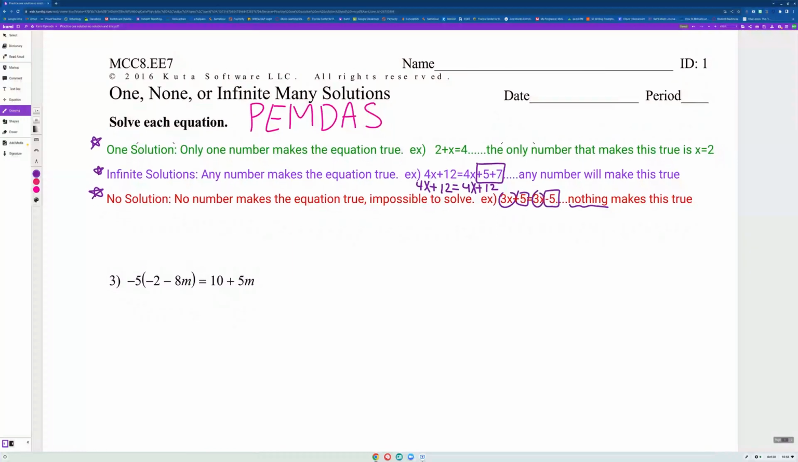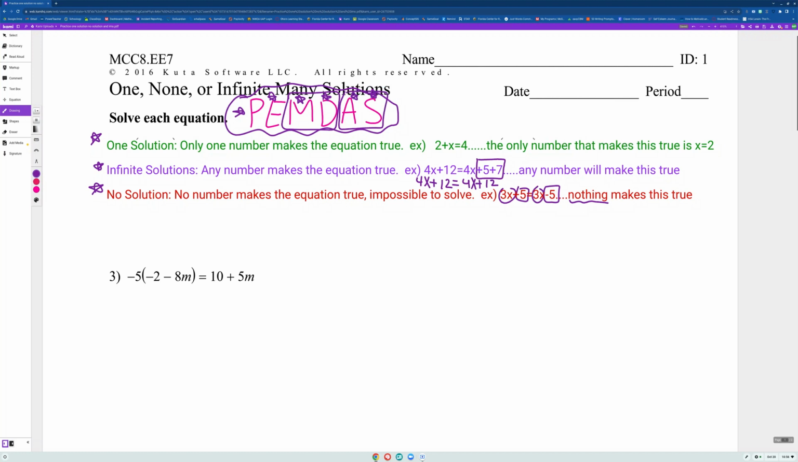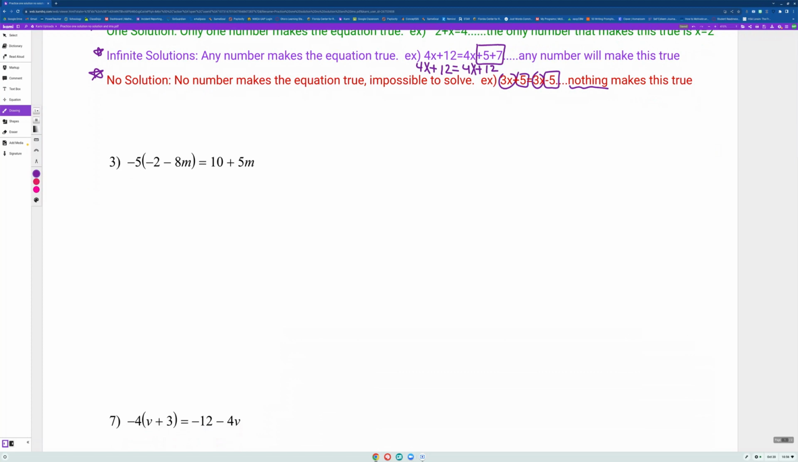Keeping in mind that when we solve these problems, we're also going to have to remember our order of operations. So we have parentheses, exponents, multiplication, division, addition, and subtraction, with multiplication and division being able to switch with whichever one comes first. And that same rule goes for addition and subtraction. So here I have -5 parenthesis -2 minus 8m is equal to 10 plus 5m.